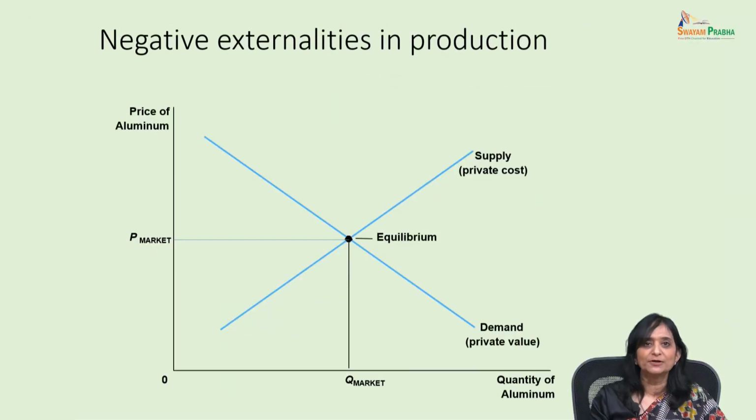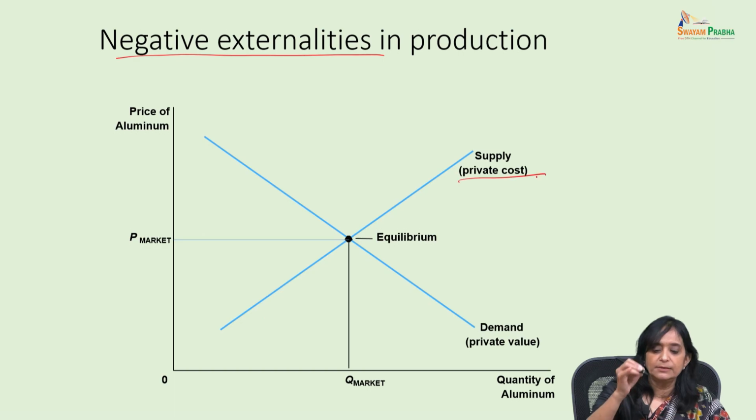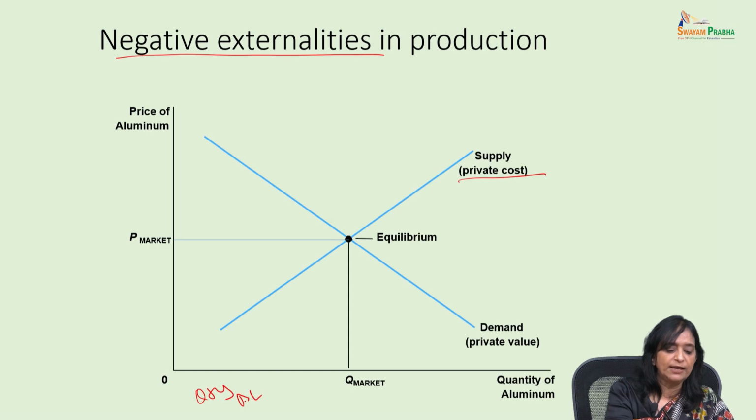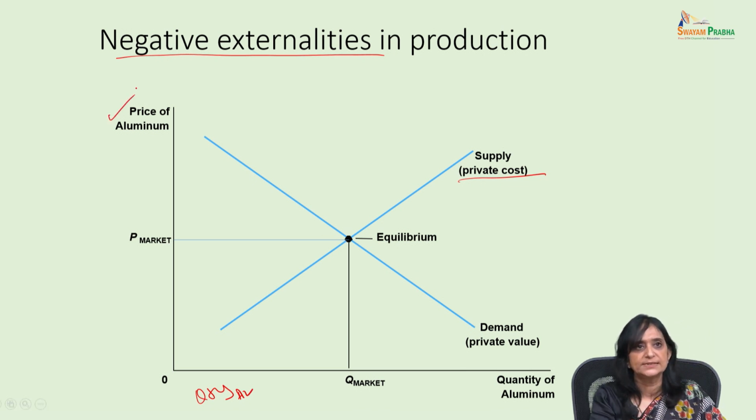Now coming to our negative externalities, graphical representation. We will first be taking into account negative externality. We have already seen negative externality means that there is increased cost to the society because of this production. Let us say we are measuring the quantity of aluminium on the x-axis and the price of aluminium on the y-axis.